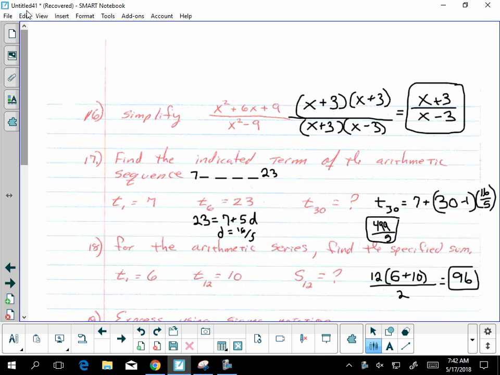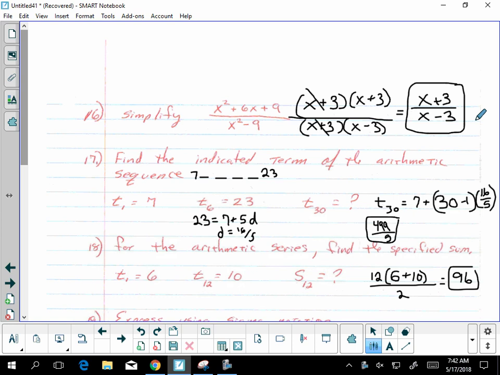Number 16, we have a rational expression here. So what you want to do is factor first. When you factor, you're going to notice that your factors of x plus 3 cancel out, and you're going to be left with x plus 3 over x minus 3.